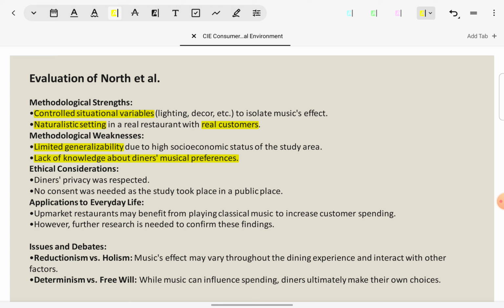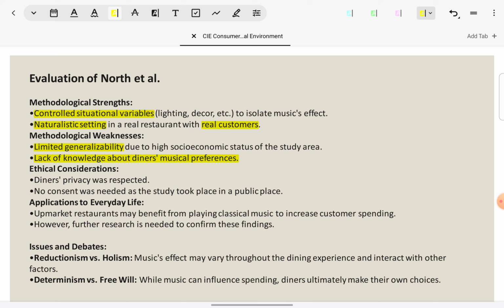So we cannot say, it can be that by chance on the days that classical music was being played, those consumers were in the restaurant who actually prefer classical music and that's why they spend more. So it would work only for these type of consumers, not for those who do not have a preference for classical music.